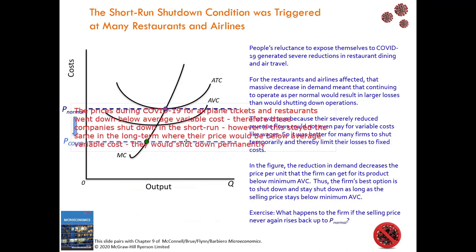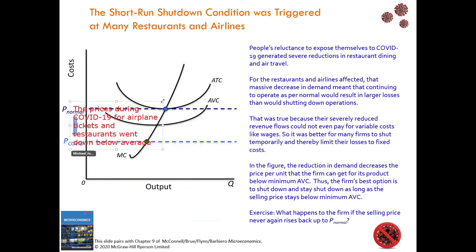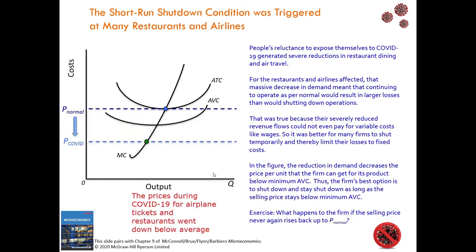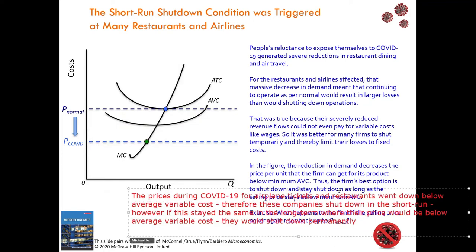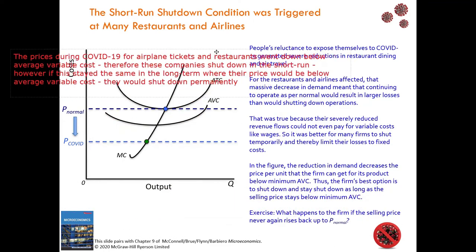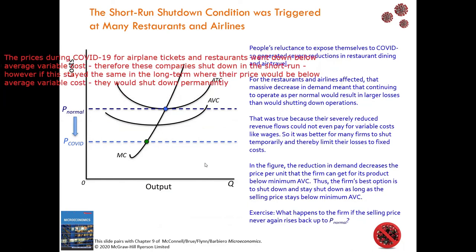So in COVID-19, airplane companies and restaurants had to shut down because their price was below average variable cost. And in the long run, if this was the case, they would have to shut down permanently. However, it wasn't the case. So that was important. Exercise: what happens to the firm if the selling price never rises back to normal? They would shut down permanently. So that would be a big issue.